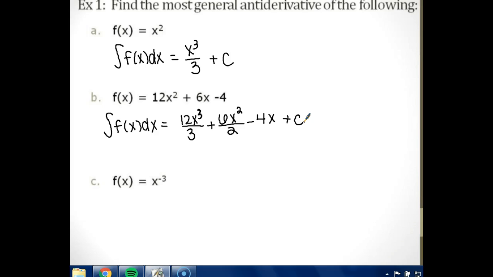Like I said, it is less than a piece, and it helps you for tomorrow, because tomorrow you don't put the C, you'll have an upper and lower bounds, and you plug in your numbers. But it's still a review for tomorrow, because we're still going over it. 12 divided by 3 is 4, so you get 4x cubed plus 3x squared minus 4x plus c.